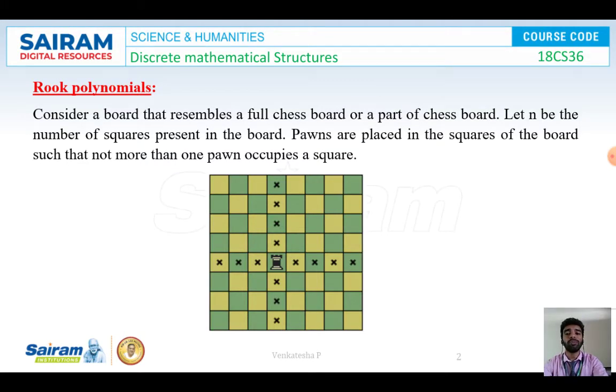To define the Rook polynomial, I will be considering a board that is the same as a full chessboard or a part of a chessboard. Let n be the number of squares present in the board, and pawns are placed in the squares of the board such that no more than one pawn occupies a square. In the example we can see here, the board contains a rook, and we know that a rook always captures in the same row and same column. So by using this concept, we will be framing the Rook polynomials.